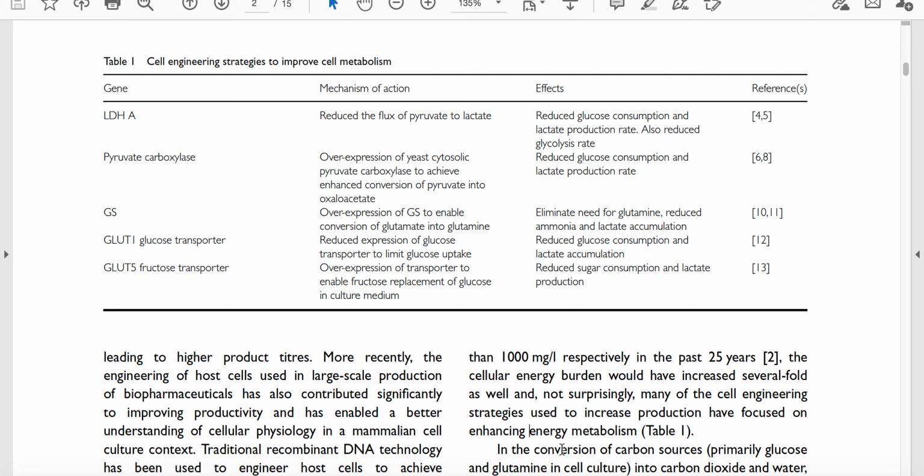Cell engineering strategies to improve cell metabolism: reduce the flux of pyruvate to lactate, reduce glucose consumption and lactate production rate, also reduce glycolysis rate. Pyruvate carboxylase: overexpression of yeast cytosolic pyruvate carboxylase to achieve enhanced conversion of pyruvate into oxaloacetate, reduce glucose consumption and lactate production rate.